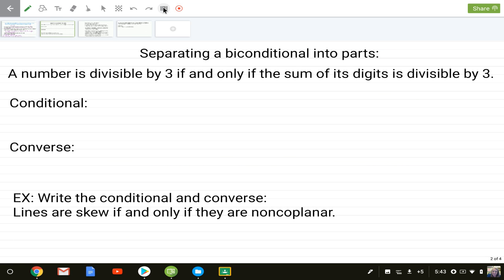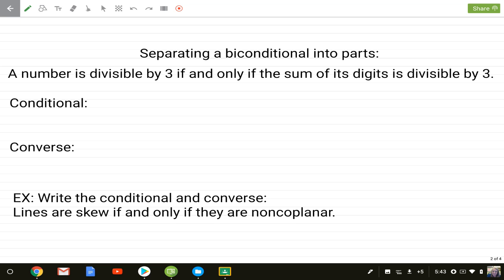All right, now, sometimes we're going to start with a biconditional, and we need to separate it into parts. So here I have a biconditional that's written already. A number is divisible by 3 if and only if the sum of its digits is divisible by 3. This is one of the rules of divisibility that sometimes will help you to reduce things. It's something you learn in arithmetic, but it is a true biconditional.